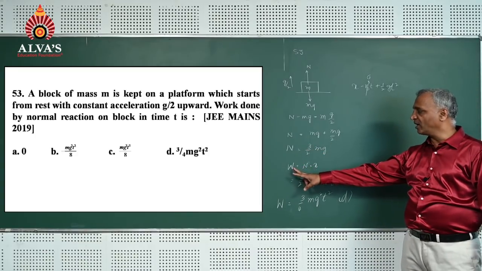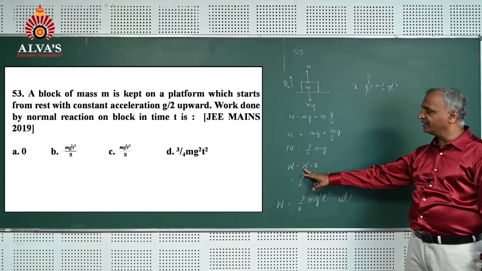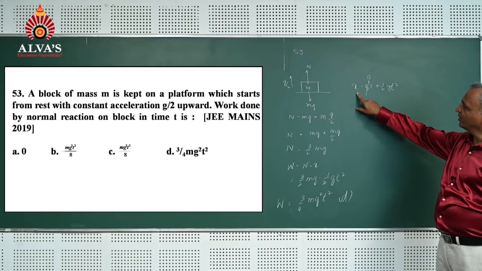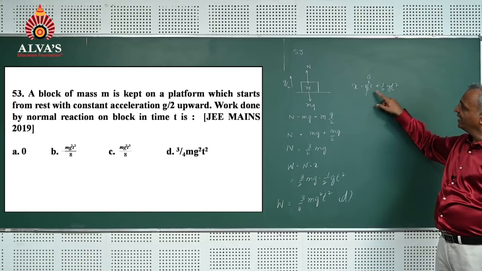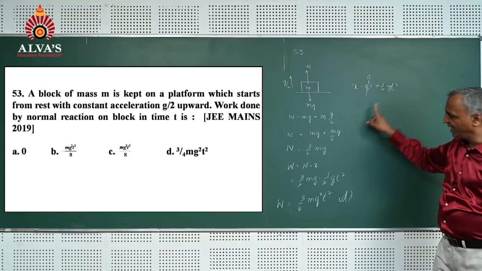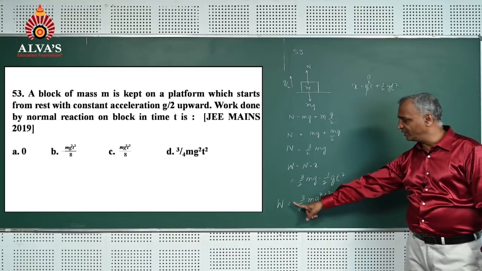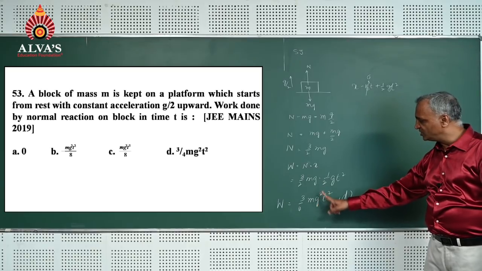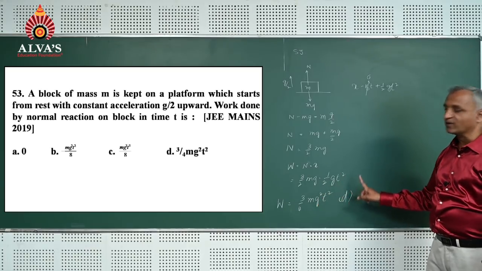And so work done by normal reaction, I want to find out normal reaction into the displacement x. But we know x is equal to v naught t plus half g t square. V naught, initial velocity, is 0, that's why x is half g t square. So if you substitute it here, I'm going to get work done by the normal reaction is 3 by 4 m g square t square. So I'll go for option D.